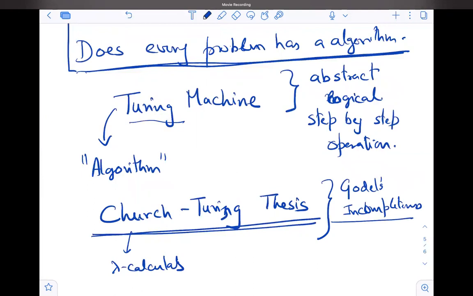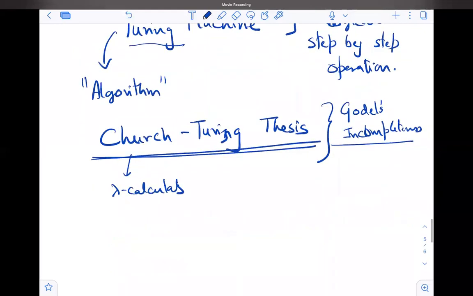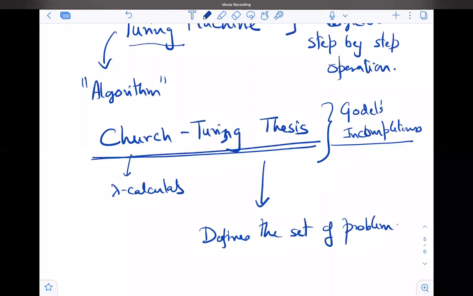So here there are two completely different views of the world, two different classifications of problems that can be solved, and this is used to define this set of problems that can be solved.